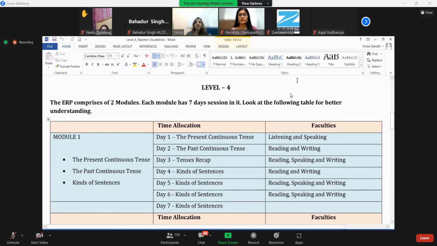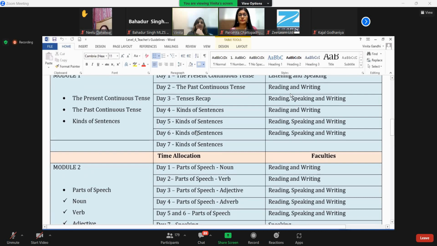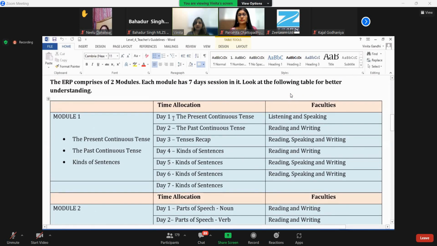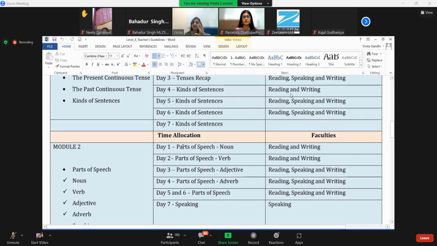So this is level 4, which has tenses and kinds of sentences, as you can see. Then the day-wise allocation is given. Day 1, present continuous tense. Now, what is it that's going to take care of my day 1 work? It's the listening and the speaking activity that has been designed for my day 1 teaching. Right? Day 2, the past continuous tense, reading and writing is something that's going to be taken care of. My tenses recap, again, is going to be based on my reading, my speaking, and my writing. That's how it has been divided.